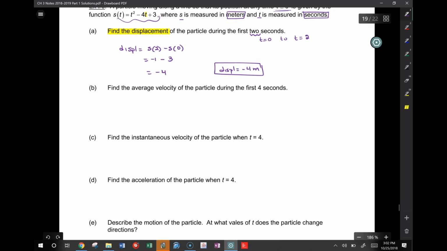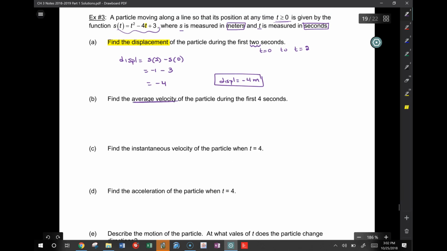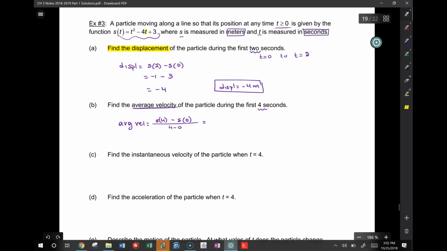Okay, average velocity. This is total displacement over total time during the first 4 seconds. So average velocity is equal to s of 4 minus s of 0 over 4 minus 0. Where am I plugging these numbers? Into the original s, right? So s of 4 is 3 minus 3, over 4 minus 0. So that's 0 meters per second. So the average velocity is 0.